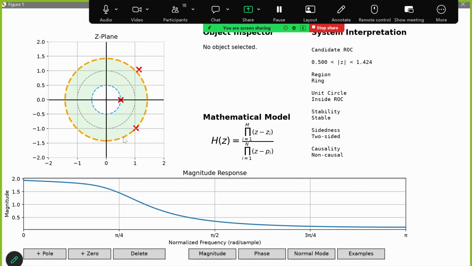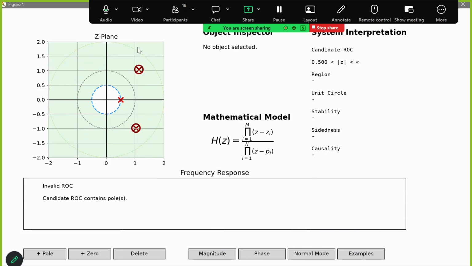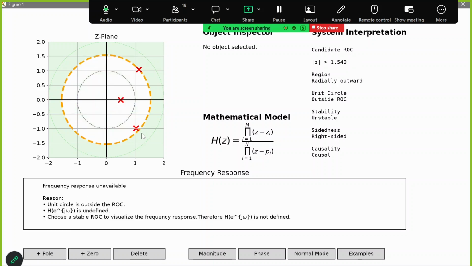How do we make it causal? We have to include infinity. So here we have two forbidden poles. I need to drag this inner circle outward like this. That will make it causal. But see, now we left the unit circle, so it's no longer stable. So for this kind of pole zero plot, it is impossible for us to have both stable and causal. So we need to arrange the poles in some other way.